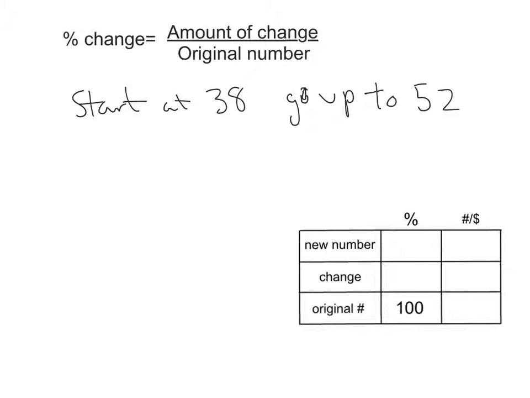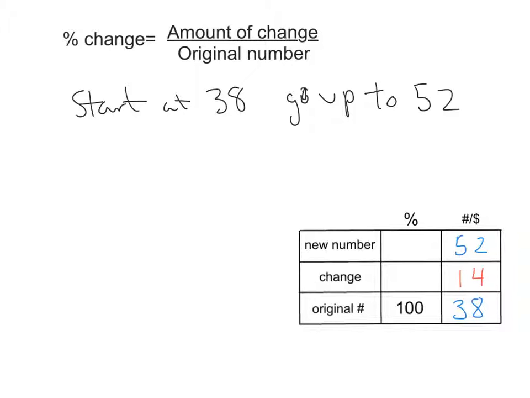So the definition of percent change, as you can see at the top of this slide, is the amount of change over the original number. In this case, since we started at 38, that would be the original number. So I'm going to fill that into the chart there. We went up to 52, so that's going to be the new number. It's not the change, it's the amount you landed on. So if you had to figure out the change, you would look at that and say you went from 38 up to 52, which means you went up 14. You can fill that in now.